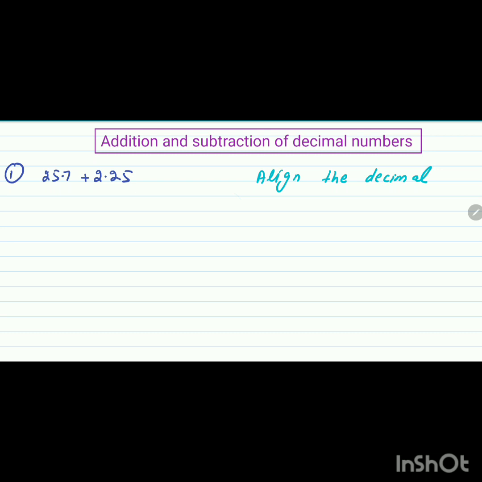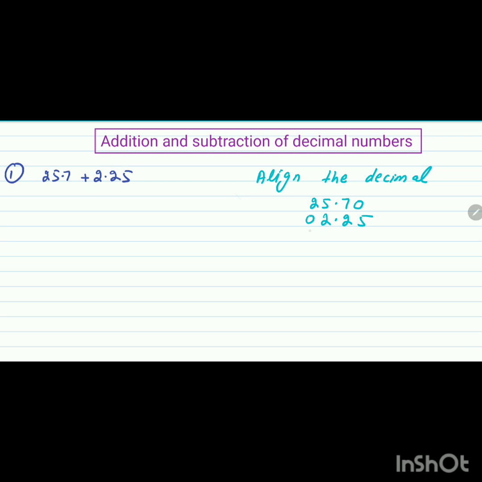Let me tell you. Aligning the decimal means that if you have a number 25.7, you write 25.7 and then write 2.25 under that number. Decimal should be under decimal, right? 2.25 will be written like that. Now you have to complete the numbers by putting zeros like that.